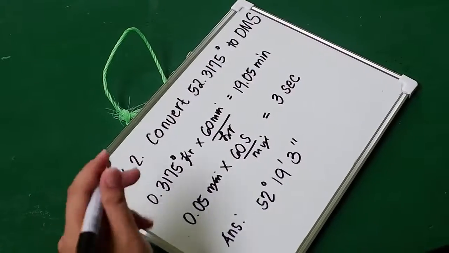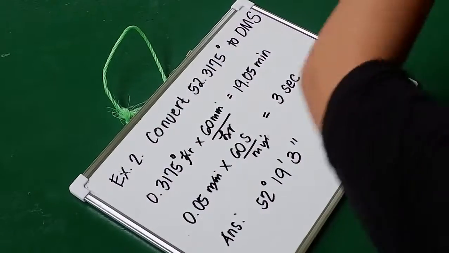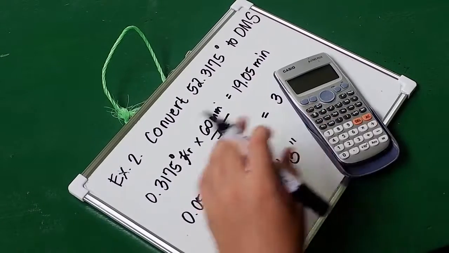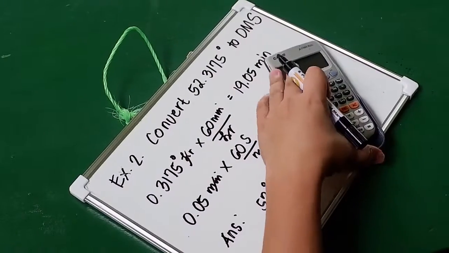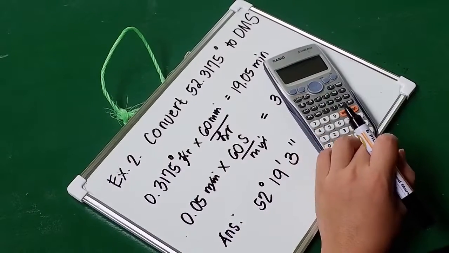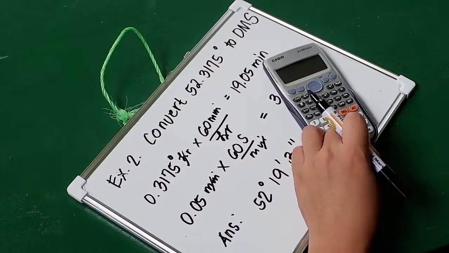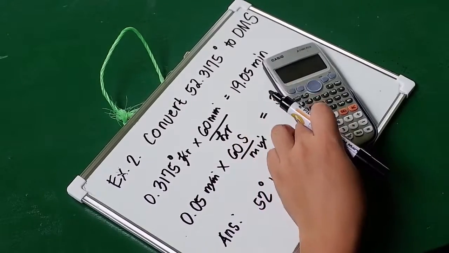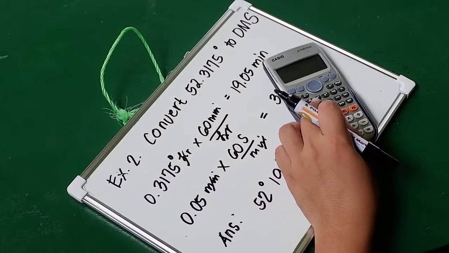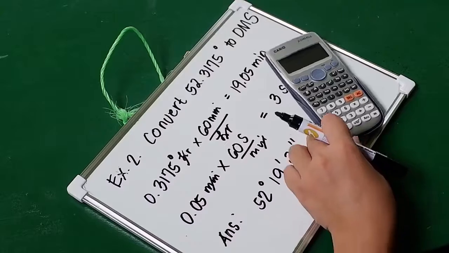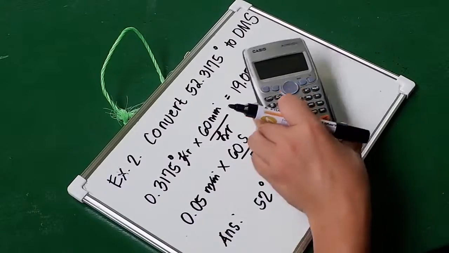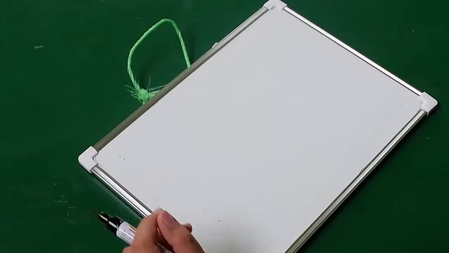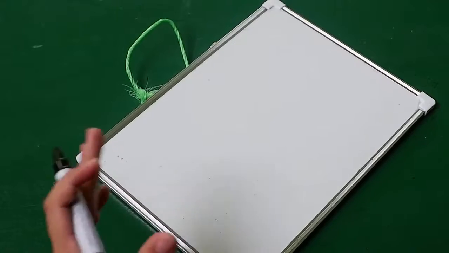That's the final answer. And just like what we've done in the calculator technique previously, we can also convert degrees to DMS using a calculator. So we're going to input here, for example, 62.3175, and then enter, and then shift the symbol for degrees, minutes, and seconds, and there you go. It's 62 degrees, 19 minutes, and 3 seconds. So I think we're done with the first topic, DMS to degrees and vice versa.